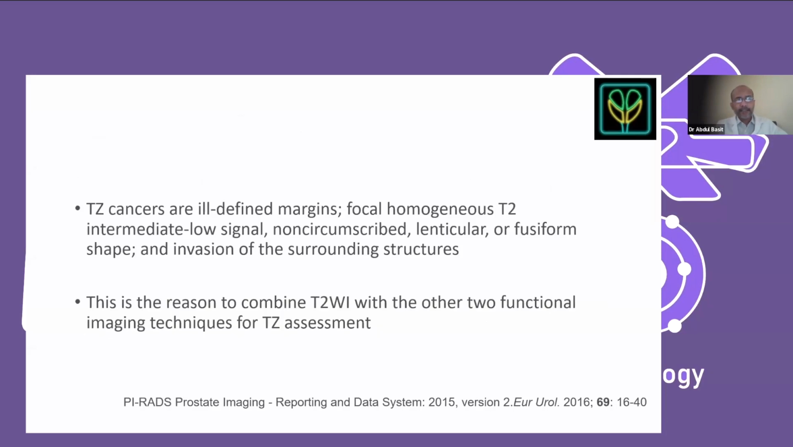So in the transitional zone, the cancers are usually ill-defined. Their margins are very wavy and not smooth. And they can be focal and have intermediate to low signal intensities on T2 weighted sequences. They are not circumscribed, can be lenticular or fusiform, and usually we see the invasion of the surrounding structures.